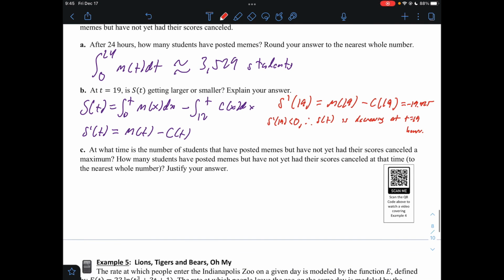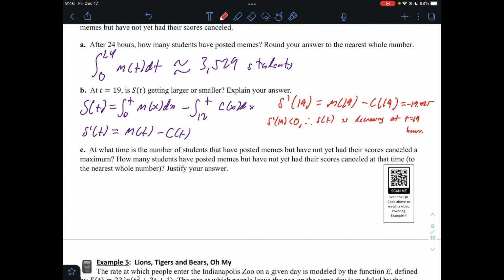All right, then part C. At what time is the number of students who have posted memes but have not yet had their scores canceled the maximum? How many students have posted memes but have not yet had their scores canceled at that time, and justify your answer? All right, so to do this, we want to know basically what is the maximum. That can occur at an endpoint, or that can occur at a critical number. All right, so our endpoints here are 0 or 24, so we definitely have to check 0 or 24. And then we also want to know when s prime of t would be 0.